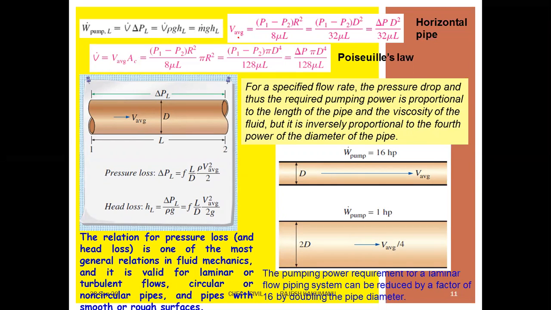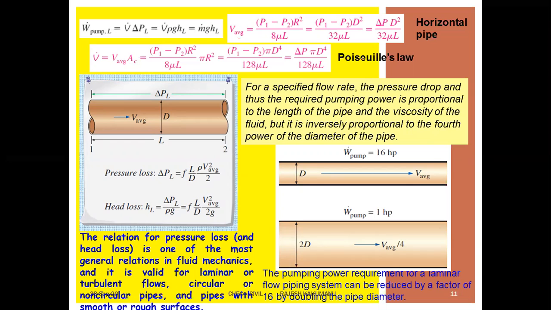Therefore, V average is equal to (P1 minus P2) R square by 8 mu L, that is equal to (P1 minus P2) times diameter square, D square by 32 mu L, that is equal to delta P, that is P1 minus P2, so delta P into D square by 32 mu L. This is the horizontal pipe formula.